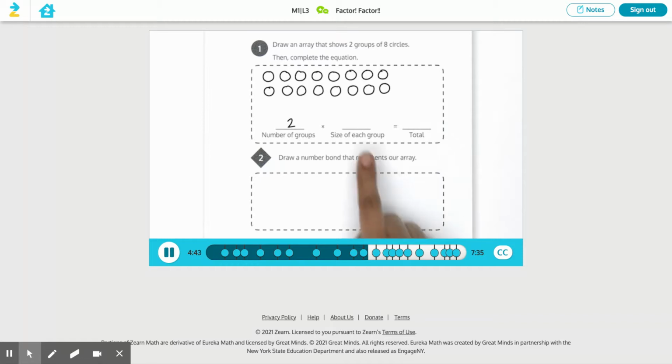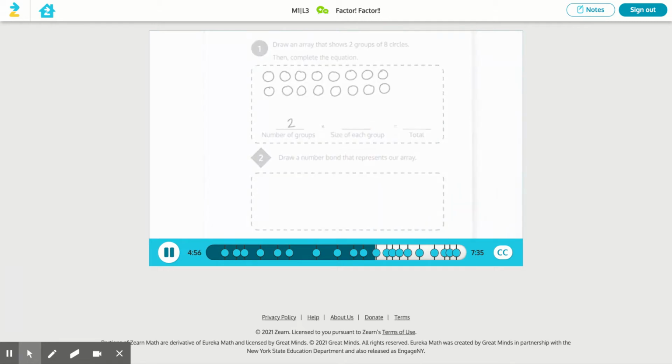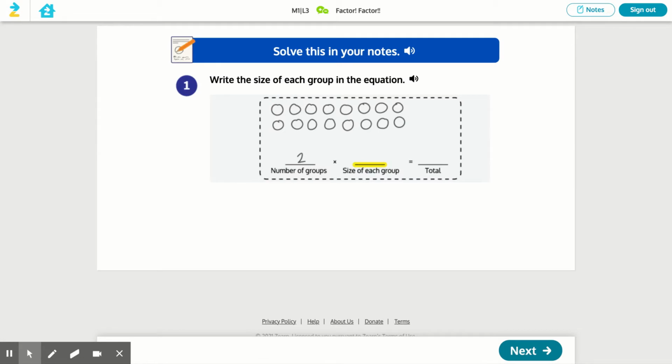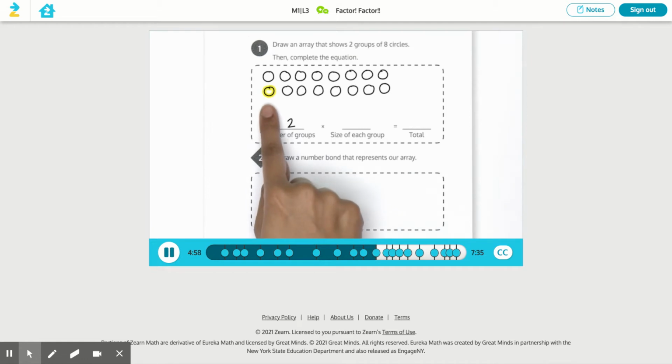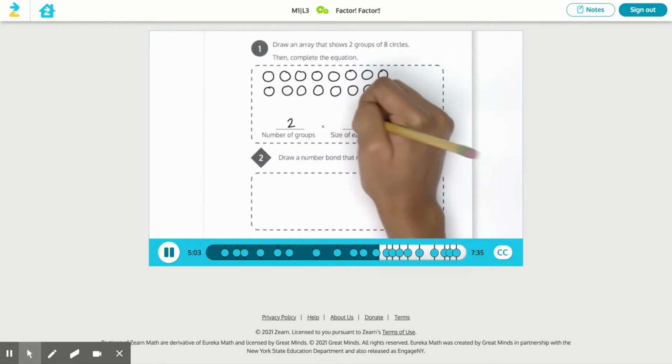The next factor is the size of each group. We can find the size of each group by looking at the number of circles in each row. Write the size of each group in the equation here. So please recall, the size of each group is the number of circles that we have in each row. So count the number of circles in each row and record it as the second factor. There are 8 circles in each group, so 8 is the second factor.